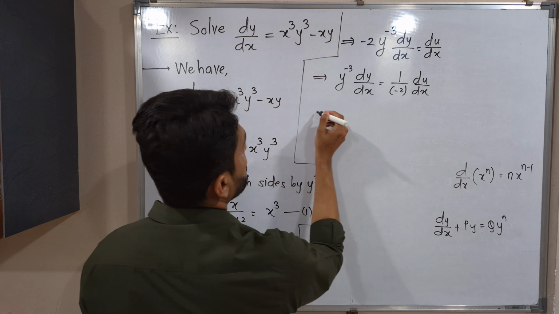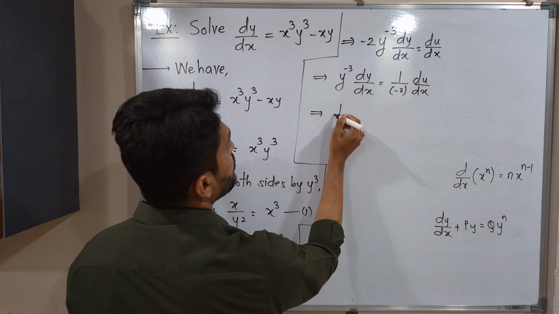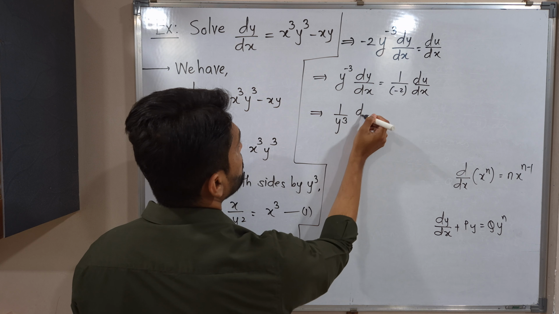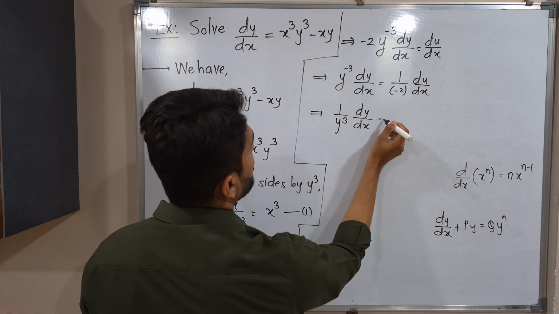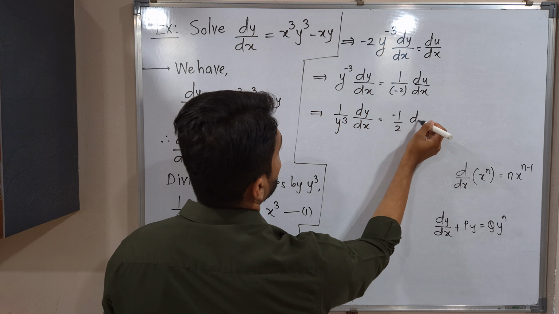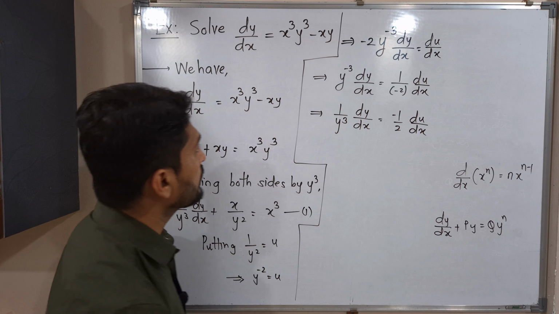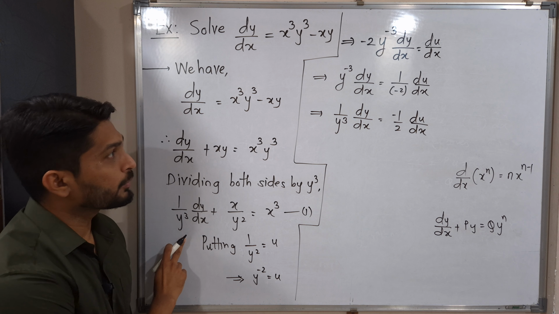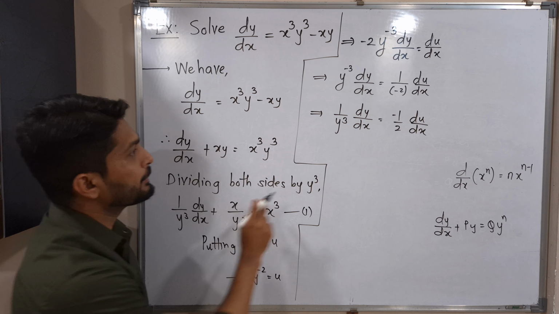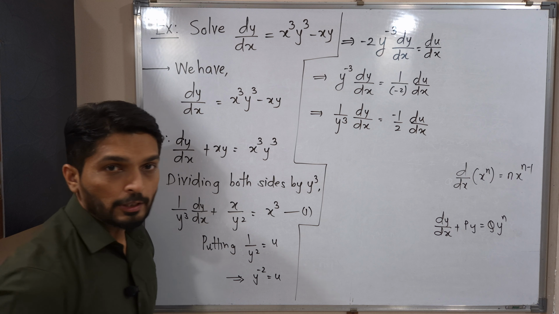Let me write it in a more proper way. The power is negative, so that's why I'm shifting it to the denominator. Now it looks better, no? Minus 1 by 2 du by dx. See, 1 upon y cube, the same term we have, 1 upon y cube dy by dx. That means the first term will be replaced by this minus 1 by 2 du by dx.